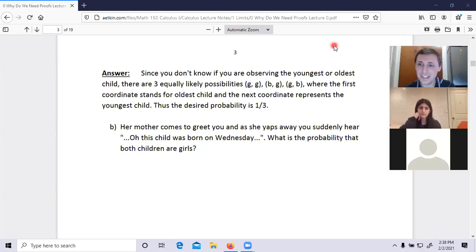Yeah, so? So it should still be 1/3 then, if that detail shouldn't make any difference to the probability. Okay, so let's see how many people said 1/3.